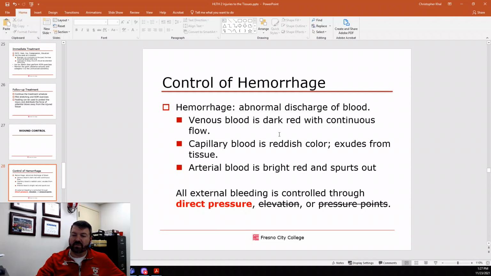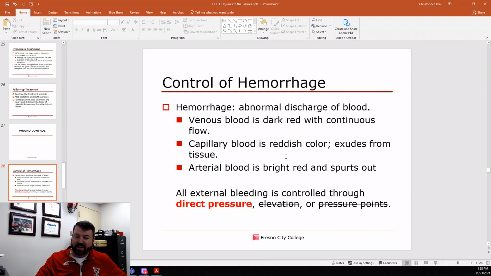So for one, you want to look at the type of blood. Venous blood is dark red with pretty much a continuous flow. Capillary blood is that reddish color. And then arterial blood is bright red and it just spurts out. Just know that. Usually under higher pressure, hence the spurting. The spurting is pretty much every time your heart beats. The heartbeat, spurt.